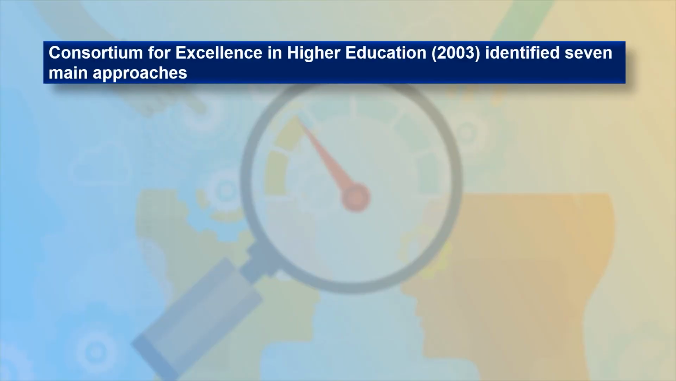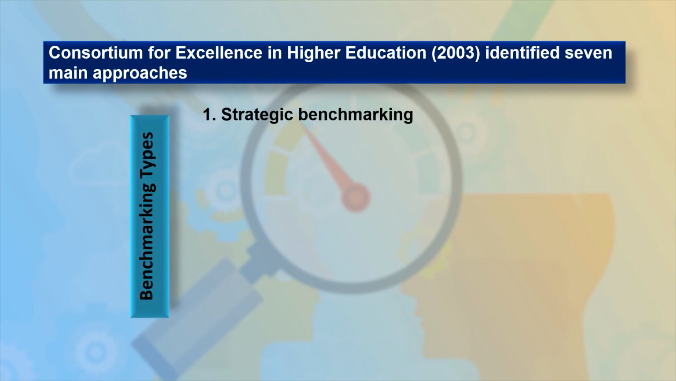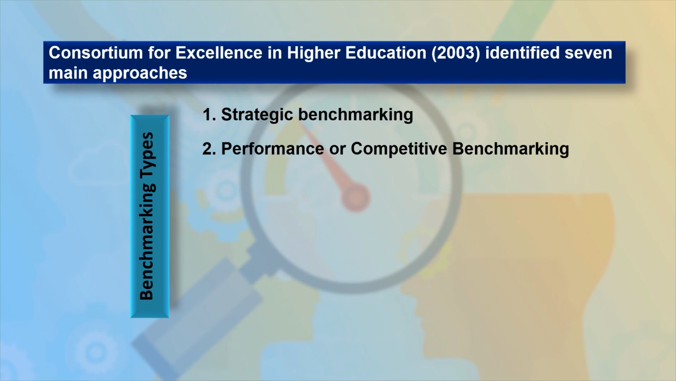Let us now know about approaches to benchmarking. Consortium for Excellence in Higher Education in 2003 identified 7 main approaches. Number 1, strategic benchmarking. Organizations seek to improve their overall performance by focusing on specific strategies or processes. Number 2, performance or competitive benchmarking, where organizations use performance measures to compare themselves against similar organizations.